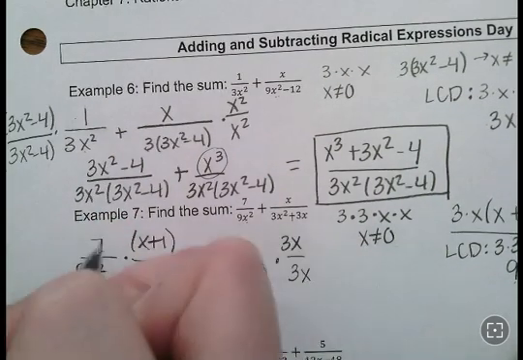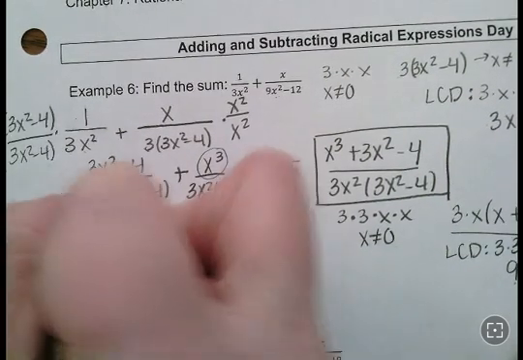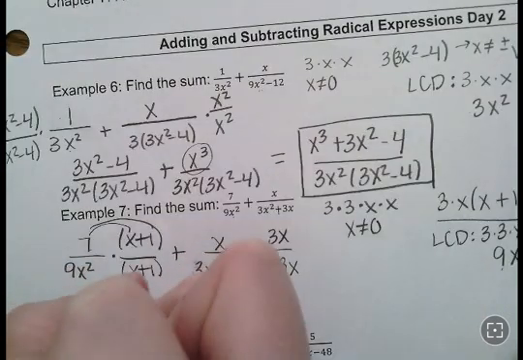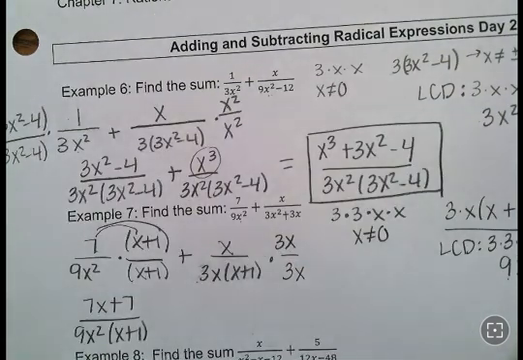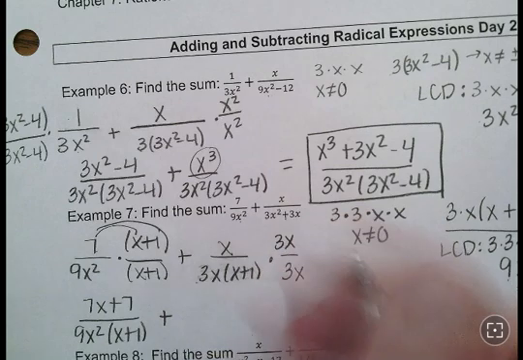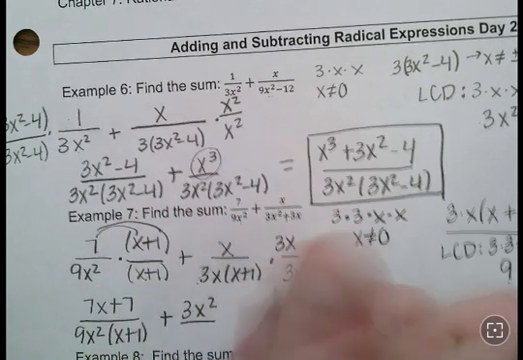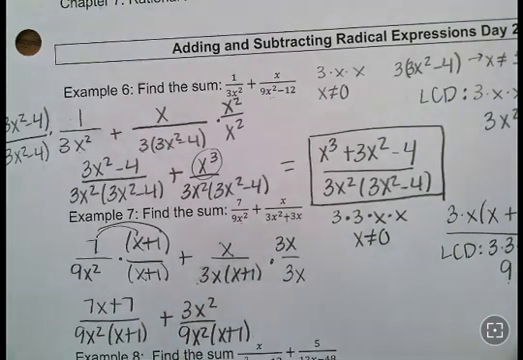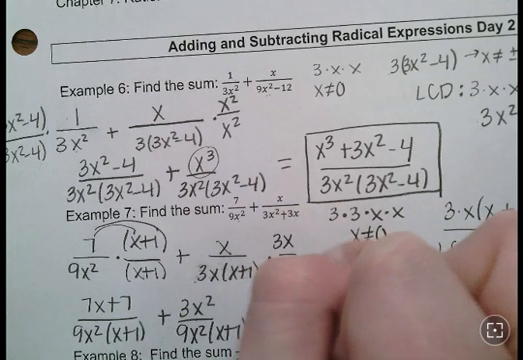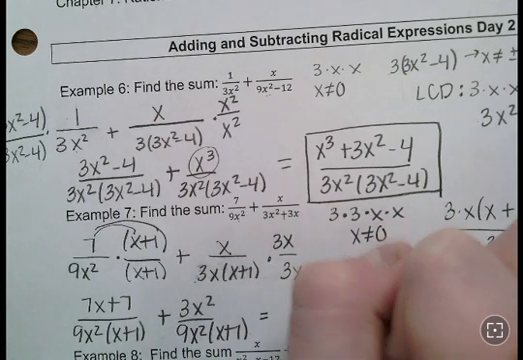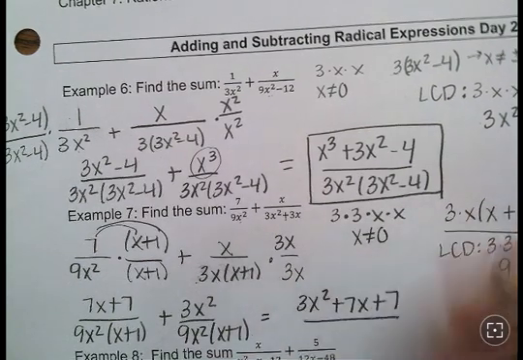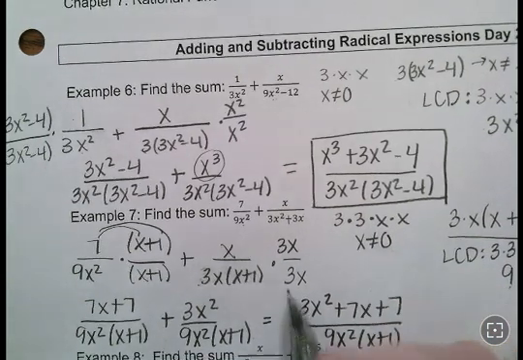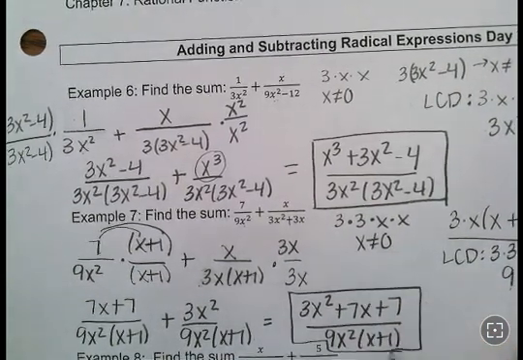So we've got 7 times x plus 1, which gives us 7x plus 7, divided by our LCD of 9x squared times x plus 1, plus x times 3x, that gives us 3x squared, divided by 9x squared times x plus 1. Which equals, if we write it in standard form, now we just add across: 3x squared plus 7x plus 7 divided by the LCD of 9x squared times x plus 1. And you can stop there. There's nothing more that you can do.